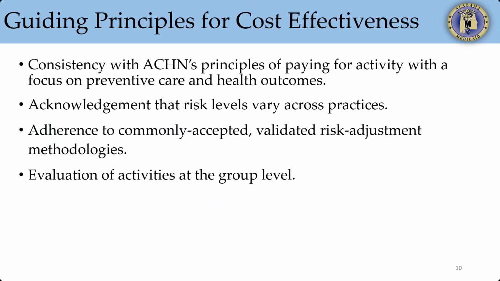Right, so with the cost effectiveness bonus, our guiding principles were to have consistency with the ACHN's principles of paying for activity with a focus on preventative care and health outcomes. We also want to acknowledge that risk levels will vary across practice. In other words, we are trying to account for sicker recipients and acknowledging that they are also more expensive recipients. We are adhering to commonly accepted, validated risk adjustment methodologies, and we're evaluating the activities at a group level.